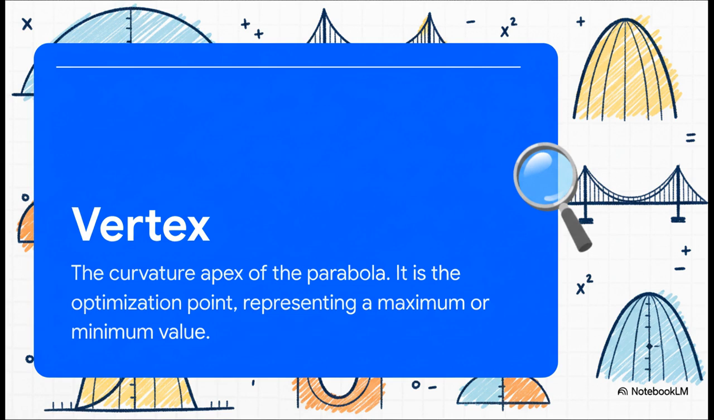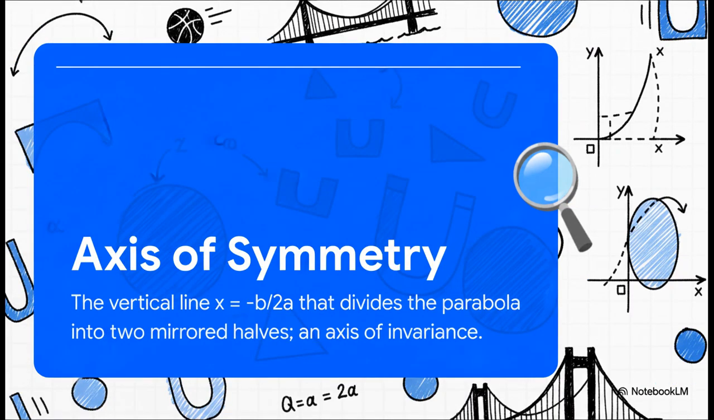It's everything. And what holds this whole beautiful shape together? That would be the axis of symmetry. It's this perfectly straight vertical line that runs right through the vertex, and it slices the parabola into two perfect, identical, mirrored halves. It's like the formal proof of the parabola's elegant, perfect balance.